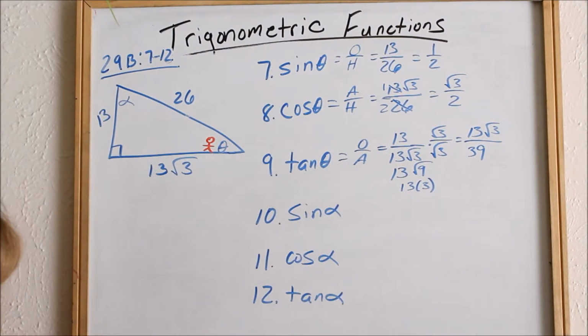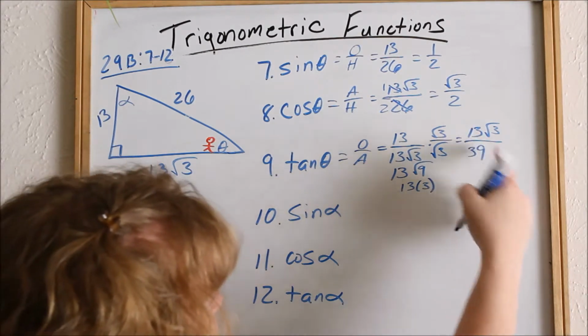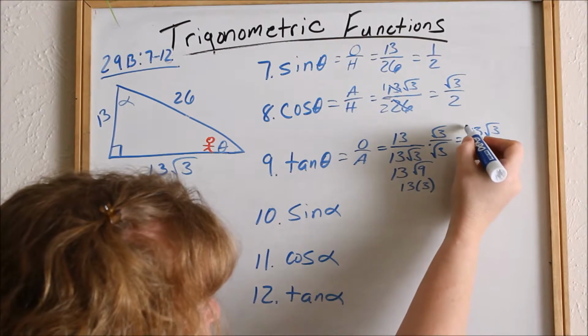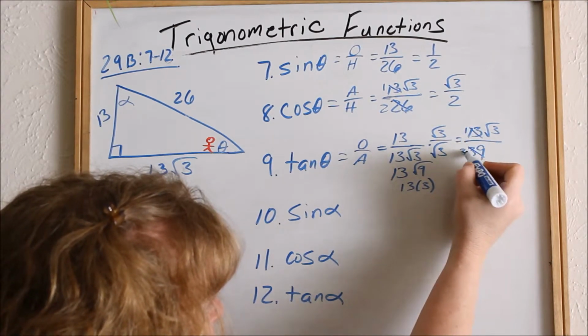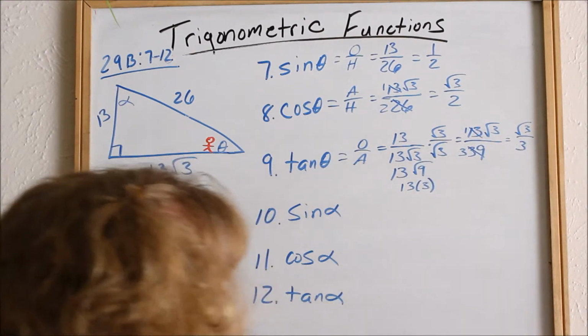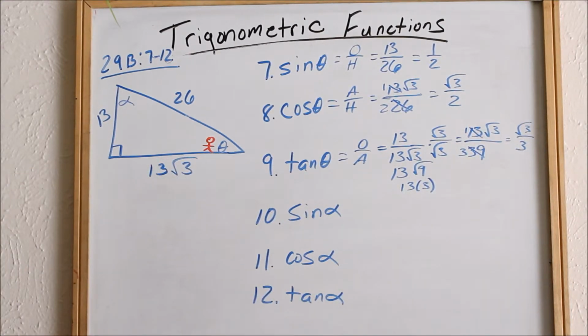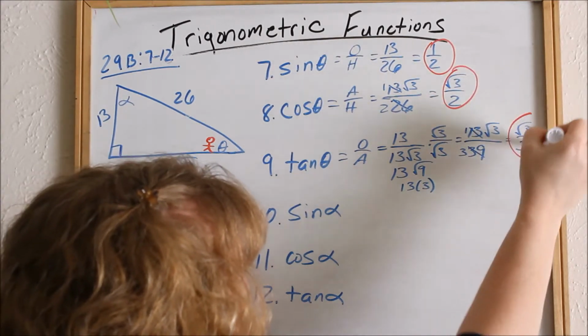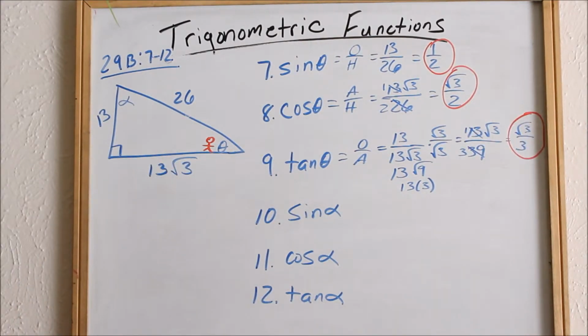That can be reduced. So they can both be reduced by 13. Reducing that by 13 leaves a 1. Reducing that by 13 leaves a 3. So this becomes square root of 3 over 3. So the tangent of theta is square root of 3 over 3. Here are my final answers for this.